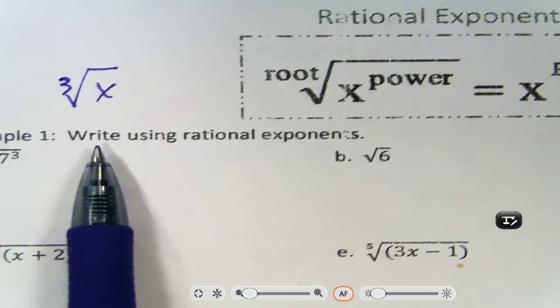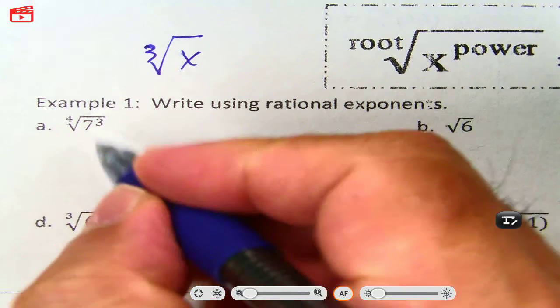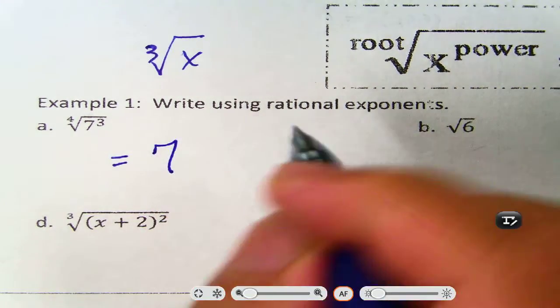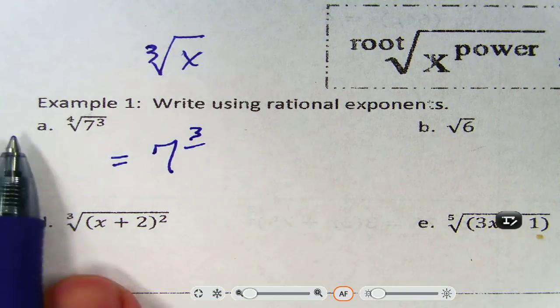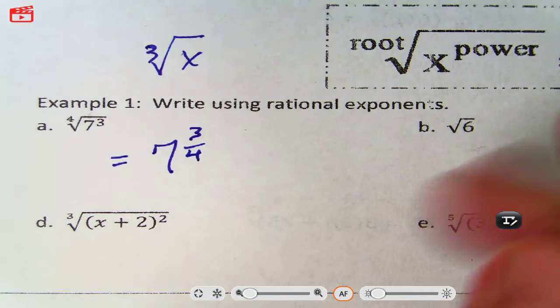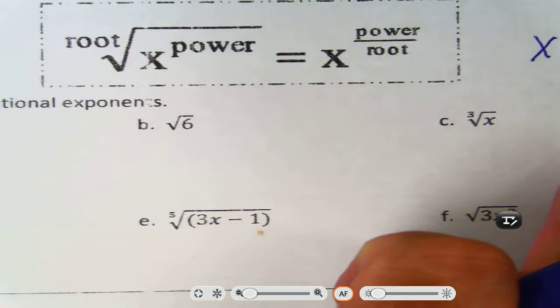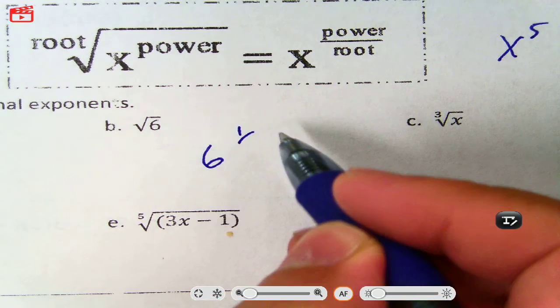Right now we have the radical form because of that symbol, and we're going to rewrite it. So here the base is 7, the power is 3, and the root is 4, so we write 7 to the 3/4. And that's all I'm asking you to do for the first set of examples. Example B, the base is 6, the power is 1, the root is 2.